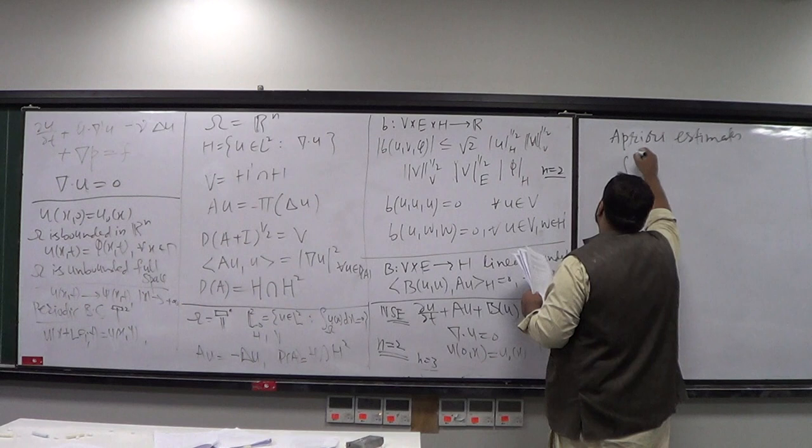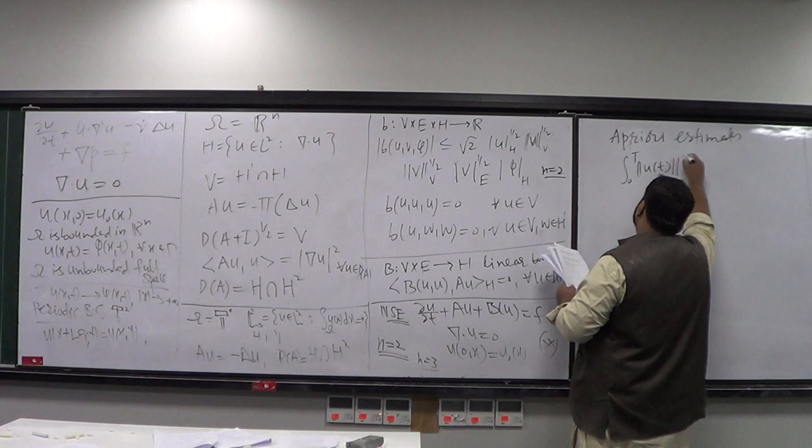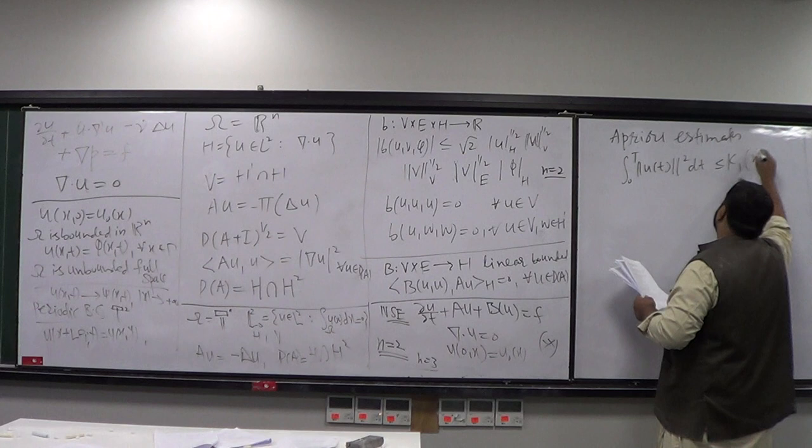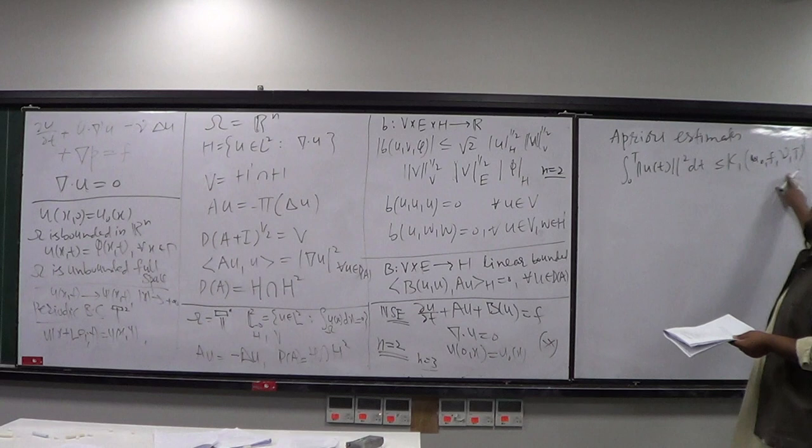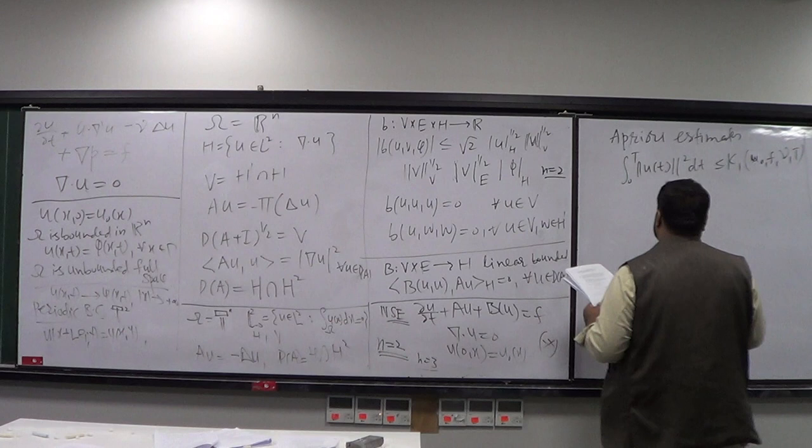So the integral from 0 to t of the norm of u of t squared dt can be estimated by a constant k1 that depends on the initial data, given mu and f. So this is a priori. If you know the k1, you know the estimate for u0 squared. And this is true in general, in both n equal to 2 and 3 dimensions.